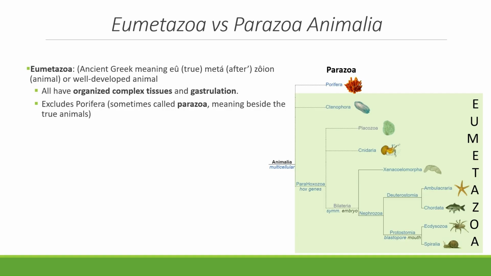So this group excludes Porifera, the sponges, and because Porifera is next to the eumetazoa in a taxonomic tree, you'll often see it referred to as the parazoa, as I have written in here. And para just means beside or next to.